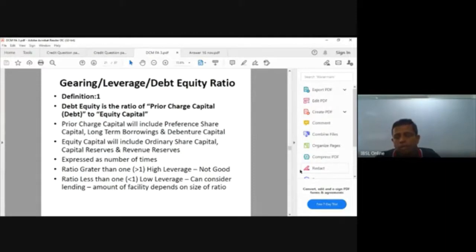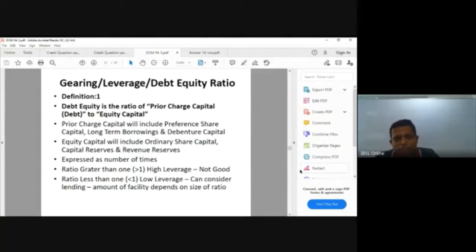In order to calculate the gearing ratios, we normally use two gearing ratios: gearing ratio 1 and gearing ratio 2. But first you have to understand how we call a company. Now I said there are three companies. One is where only equity capital is there, no debt capital. Those companies are called ungeared, unlevered company.